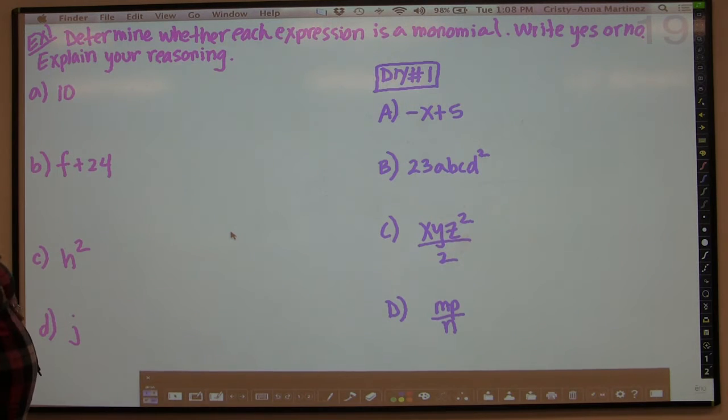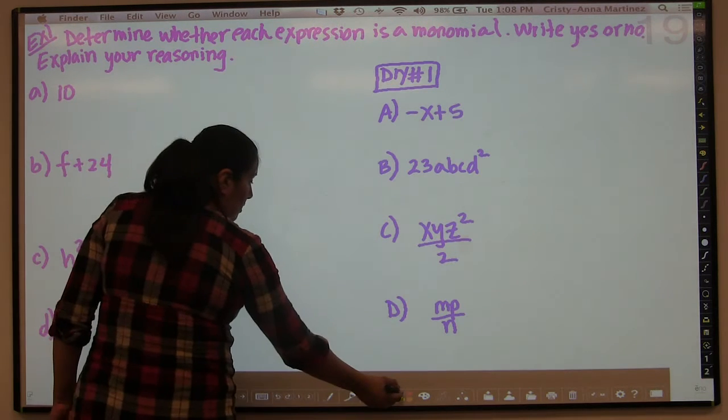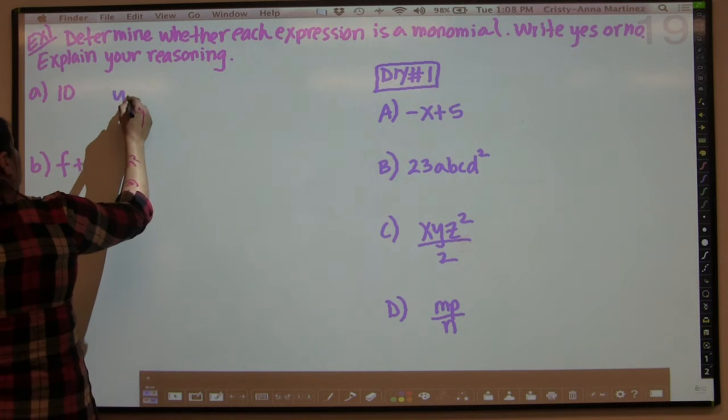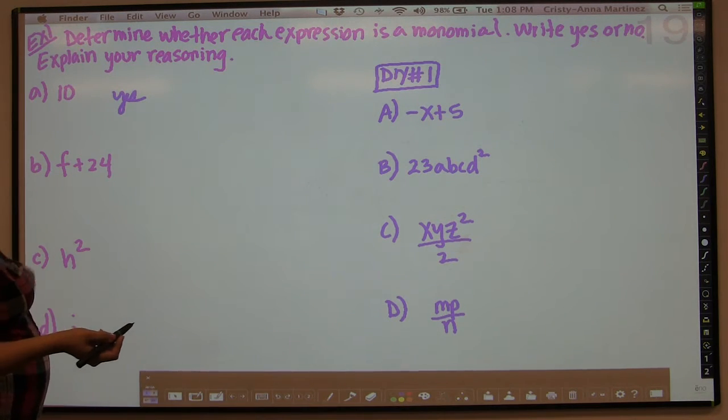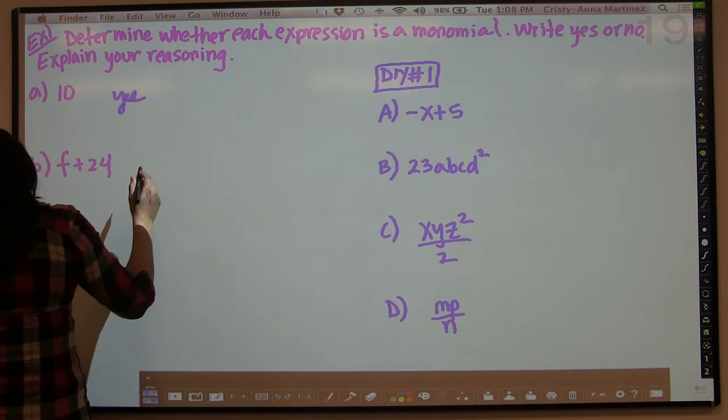And it says here, determine whether each expression is a monomial. Write yes or no, explain your reasoning. So letter A would be yes, because it's a number.